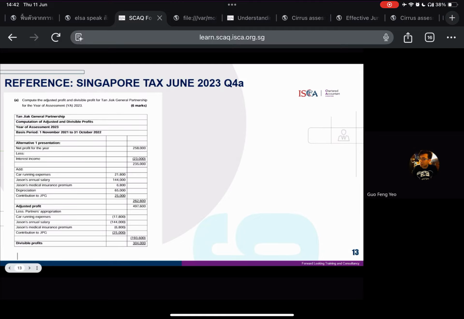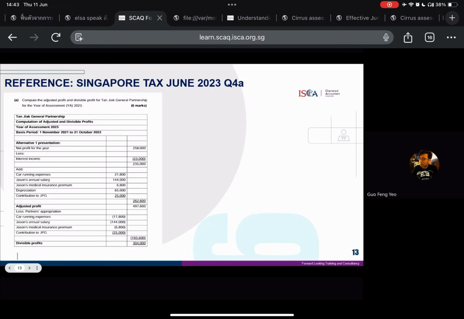As you can see, we have the suggested answer presented in a table format, typical to what you would see or expect of the computation of a general partnership. In addition to setting down the partnership name, we also put down the year of assessment and basis period. For YA 2023, the basis period would be November 1st, 2021 to 31st October 2022.